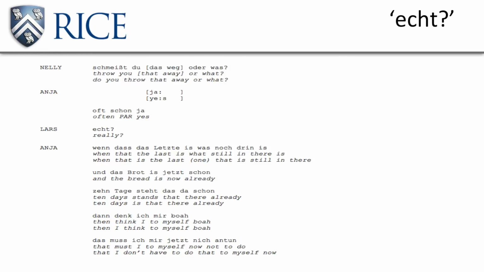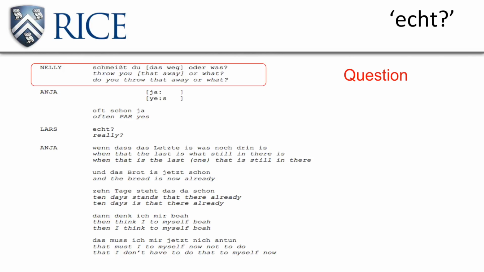This is actually a conversation between three people, Nelly, Anja, and Lars. They're students and they are in their kitchen. They live together, they're in the kitchen, and they talk about bread. Okay, so Germans eat a lot of bread in the morning usually, and also for dinner. And here Nelly's asking a question, well, do you throw it away? And she means the bread.